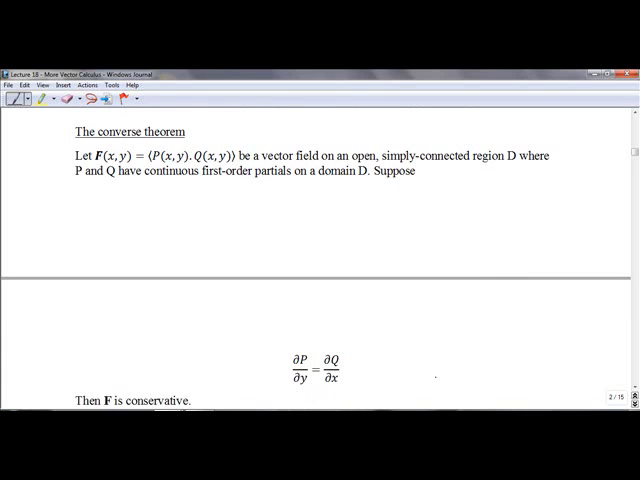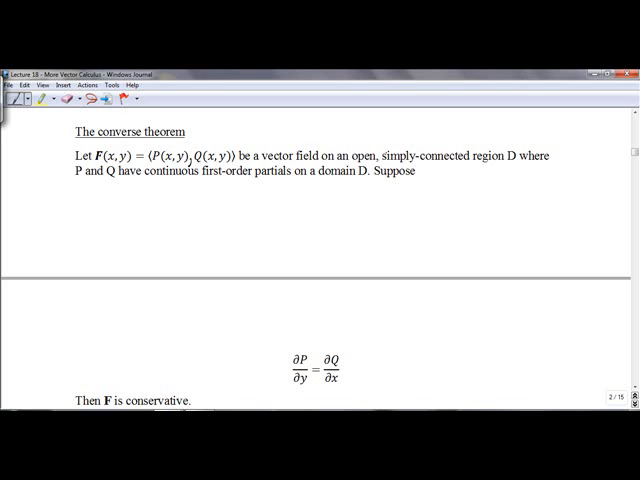The converse theorem. So again, you have the vector field of components function P and Q, put a comma between there. So this vector field is on an open, simply connected region D. Again, these words will not mean anything to you if I don't illustrate.